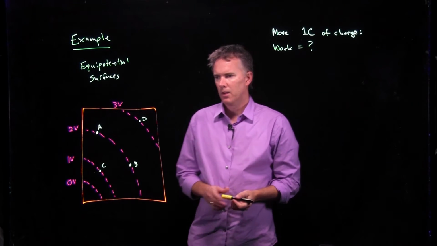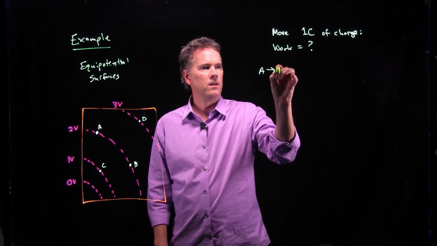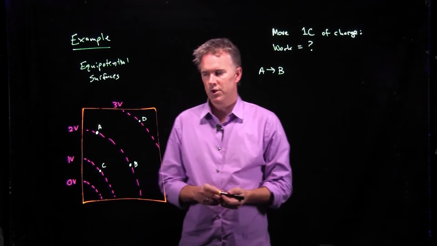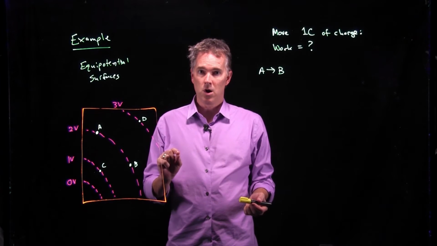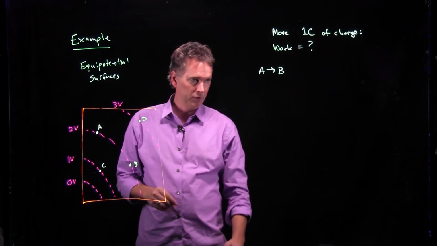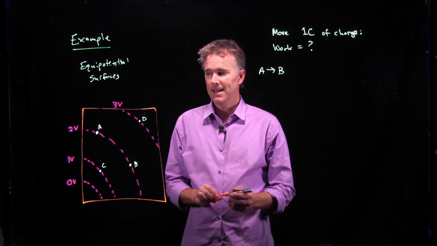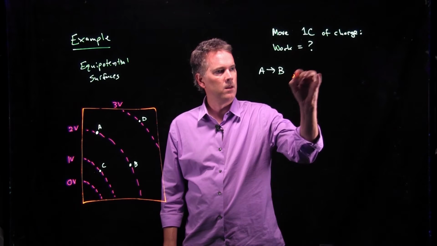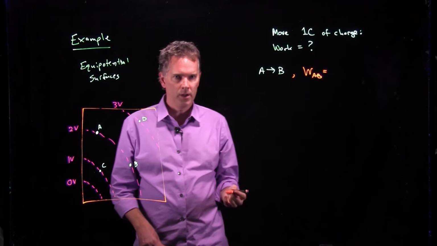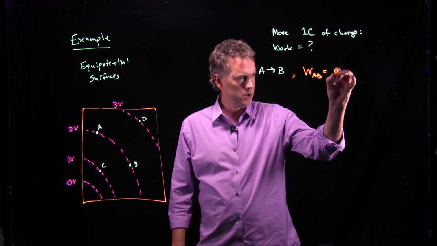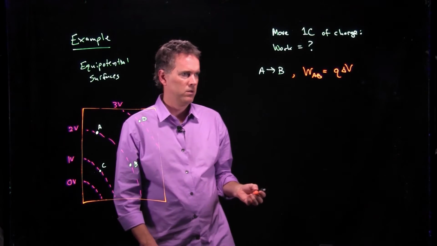All right, let's take a look at A to B. If I move a charge from A to B, it's going directly along one of those equipotential surfaces. So how much work would be done in moving it from A to B? Well, we know what work is. Work is equal to charge times the change in the potential.